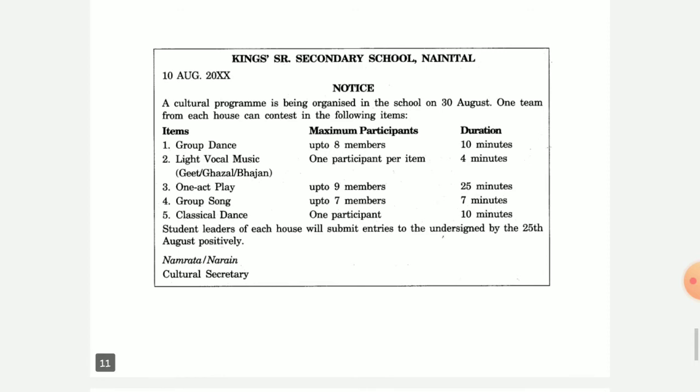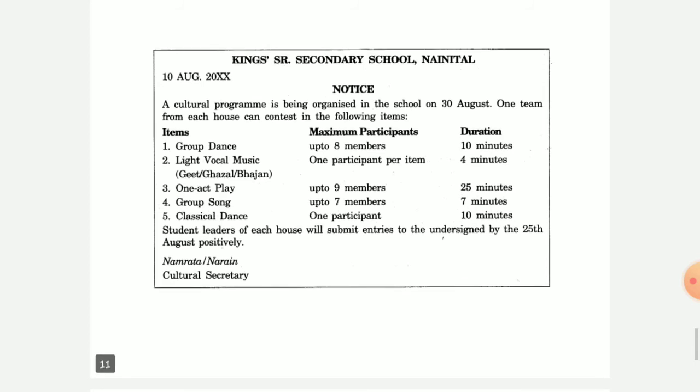Remember, in the body you have to write to the point. Unnecessary things please avoid. Our cultural program is being organized in the school on 30th August. One team from each house can contest in the following items. Group dance. See, you can make a column or you can write it in this way. Items, maximum participants and duration.